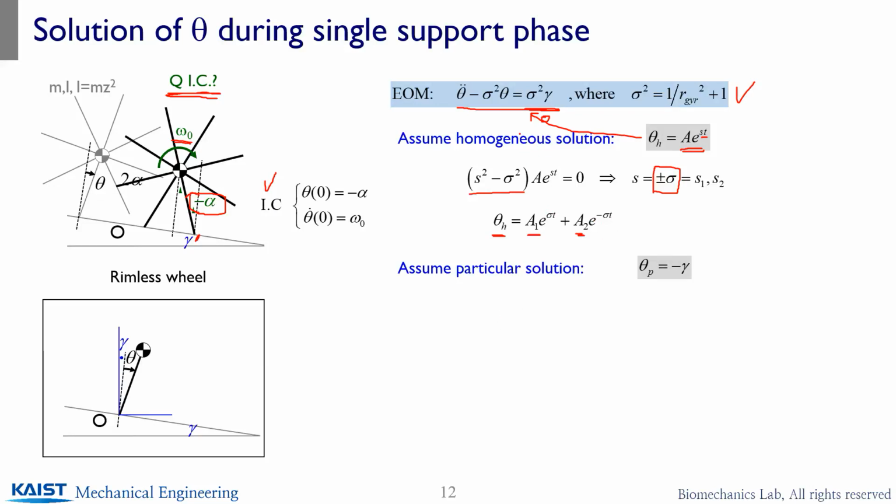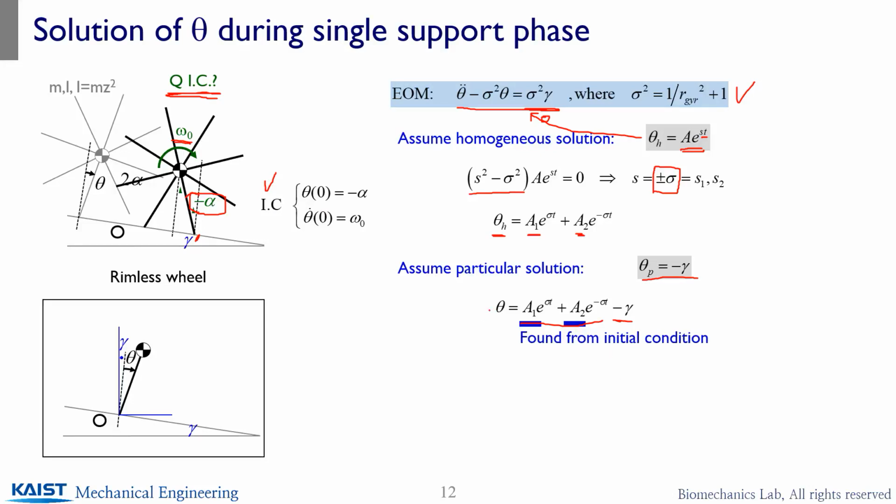And also for the particular solution, since it has a constant input, your particular solution for theta is going to be a constant value, minus gamma here. So your total solution is going to be the summation of a homogeneous solution and the particular solution, and those two unknowns for the coefficients will be found from initial conditions.